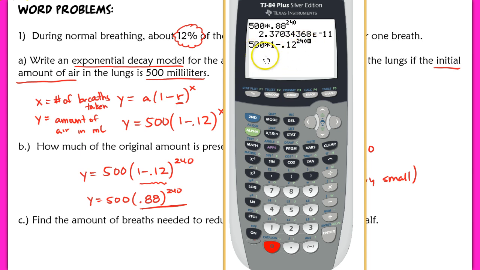So be really careful about how you enter this. This should be in parentheses, okay? If you don't evaluate that and make that 0.88, make sure you put that in parentheses first. So you might get some goofy numbers if you don't. Oh yeah, and another mistake that I see people make is when they type this in, they'll do 500 times 0.88 and then times 240 instead of raising it to the 240th power. So clearly I get a way different number than what I was supposed to get originally.